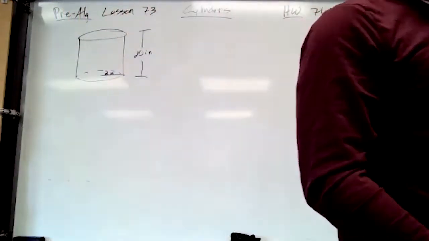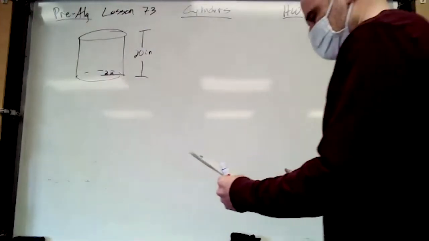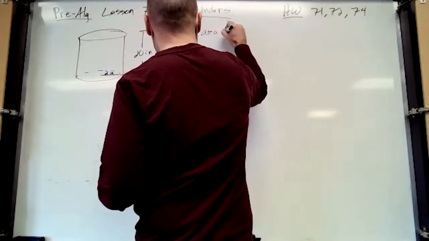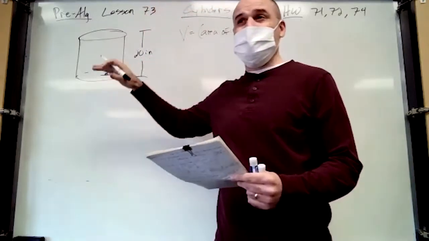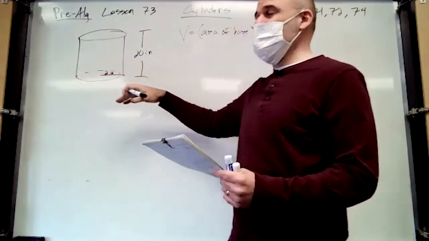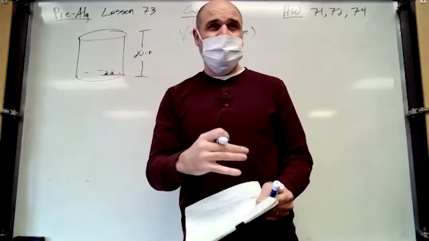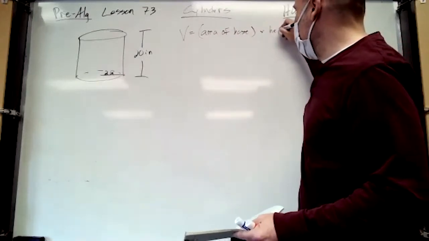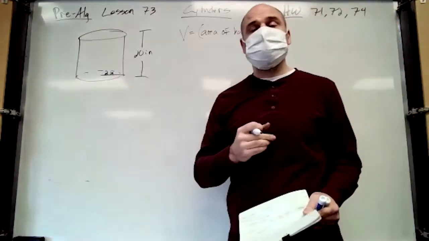Okay, let's say we've got a radius of 2 inches and the height of the cylinder is 20 inches. Volume still equals area of base times height, because it's the same shape all the way up. So you find the area of one of those platforms, and then your height is how many of those platforms are stacked on top of itself. So area of base times height.